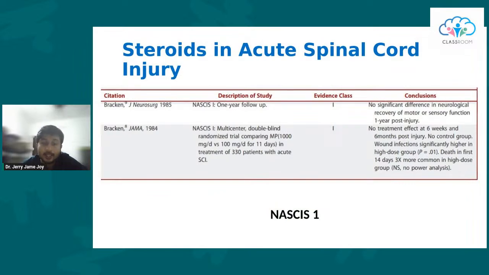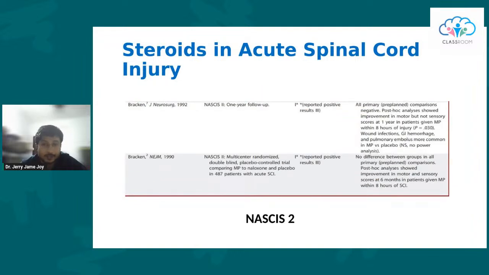The NASCIS 1 trial was comparing a high dose regime with a low dose regime. The low dose regime was 100 milligram per day, and the other was 1000 milligram per day. However, there was no significant treatment effect at 6 weeks and 6 months post injury, and the wound infections were significantly higher in the high dose group. In the follow-up study after 1 year also, there was no significant difference in neurological recovery of motor or sensory function.